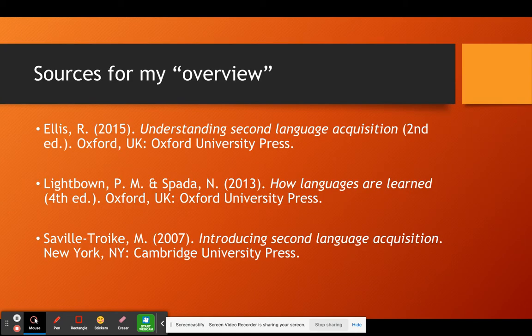This presentation is generally based on Chapter 7 from Rod Ellis's text, Understanding Second Language Acquisition. I'm also drawing heavily from Chapter 5 of Saville-Troike's text, Introducing Second Language Acquisition, and Chapter 2 of Lightbown and Spada's text, How Languages Are Learned.